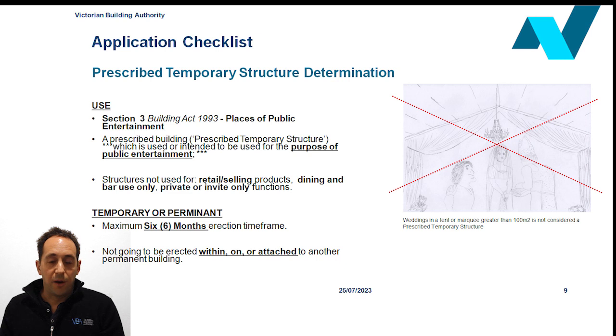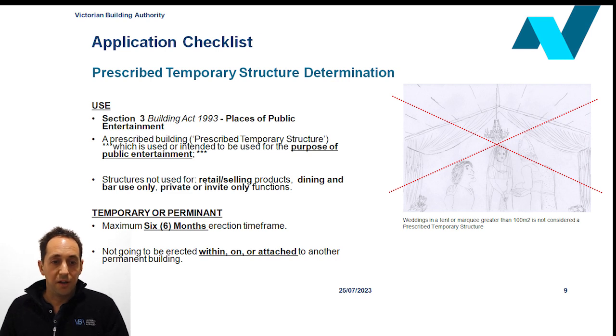Please also note that prescribed temporary structures, being temporary structures, should not be erected longer than 6 months. So where a structure is required to be erected for more than 6 months, we strongly advise that the owner goes down the pathway of looking into getting a building permit from a private building surveyor or a relevant council in that situation.